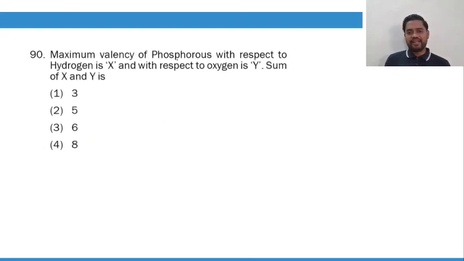The maximum valency of phosphorus with respect to hydrogen: it forms phosphine, that is PH3. PH5 does not exist. And with respect to oxygen, it forms P2O5, or P4O10. They are talking about the sum of X and Y. Here it is 3, here it is 5. So 5 plus 3 is 8. Question 90, option number 4 is the right answer.